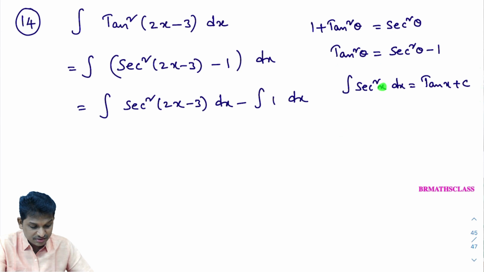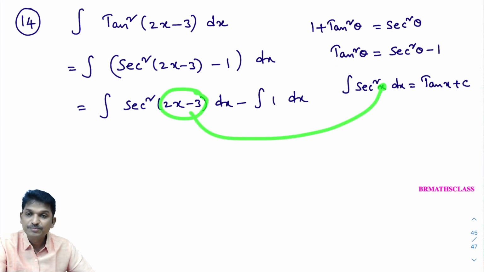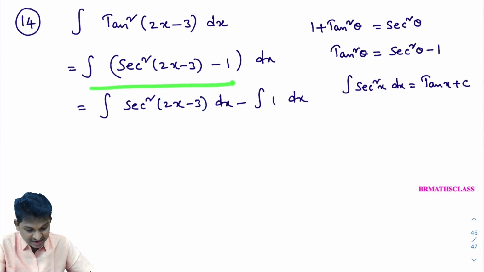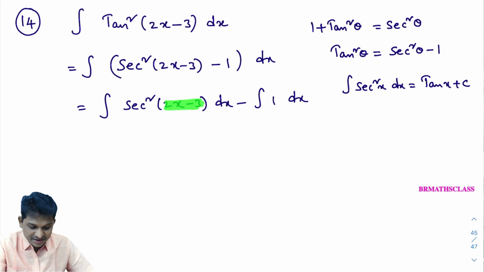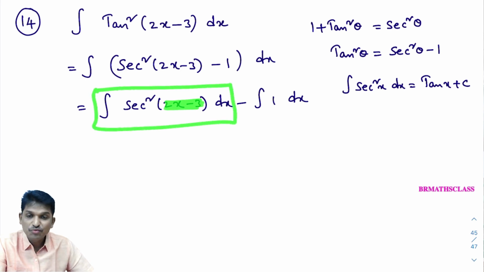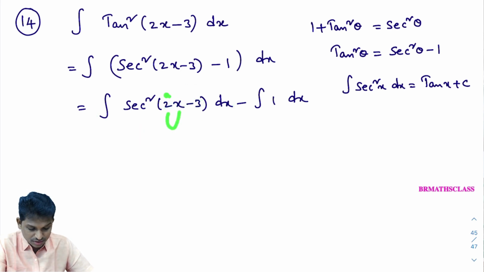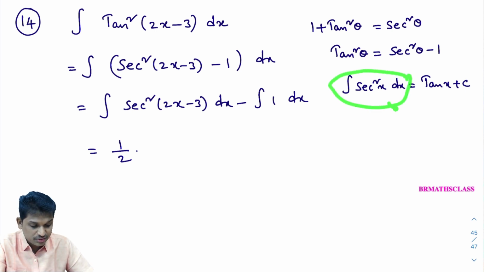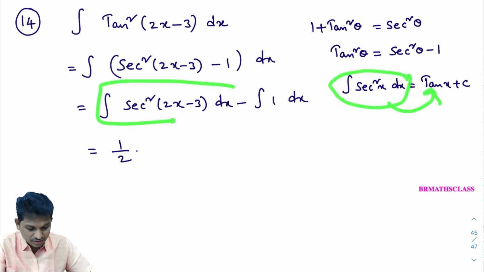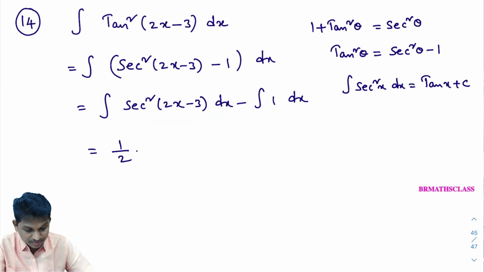Look here, in place of x, here ax plus b is there. So while integrating this, I'll write its answer directly. How to write its answer directly? In place of x, if ax plus b is present, then its answer starts with 1 by x coefficient. What is x coefficient here? X coefficient is 2. So that equals 1 by 2 into, as you know, integral of secant square x dx is tan x. This is also of that form only, so this will become tan of 2x minus 3.